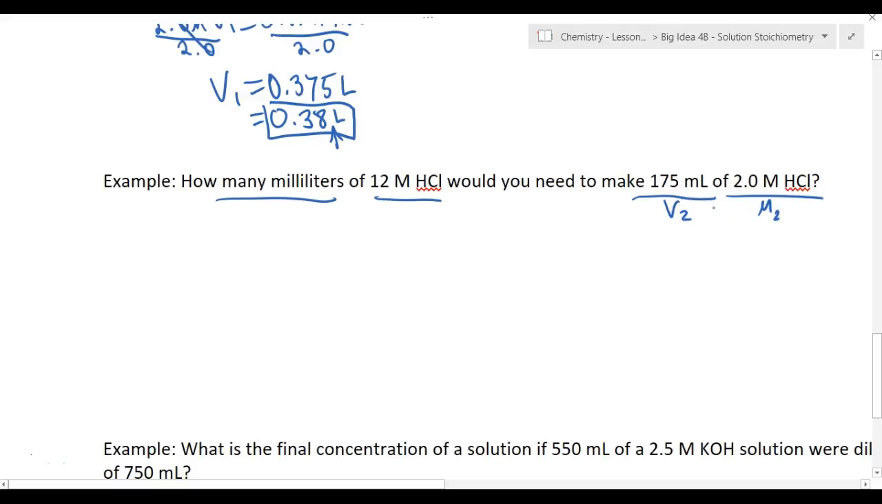Okay, so whatever our initial is, that's usually the stronger one. It's our concentrated solution. So that's going to be our M1 over here and our V1 over here. We're looking for it in milliliters. And remember, our units have to stay consistent. So we start off making our equation. M1 V1 is equal to M2 V2.